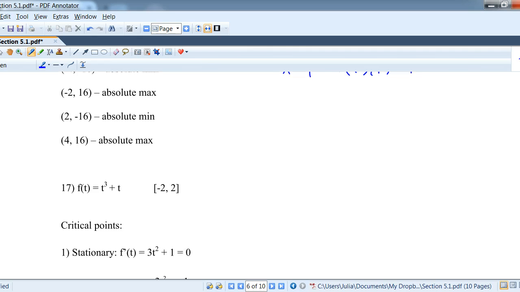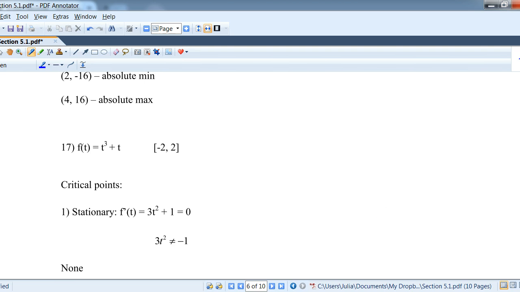Now, let's do one more example. And maybe we'll do more advanced examples in another video. But just to wrap it up, let's do one more, a quick one. Let's say if we have t cubed plus t from negative 2 to 2, we have critical points. Once again, we try to find stationary points.